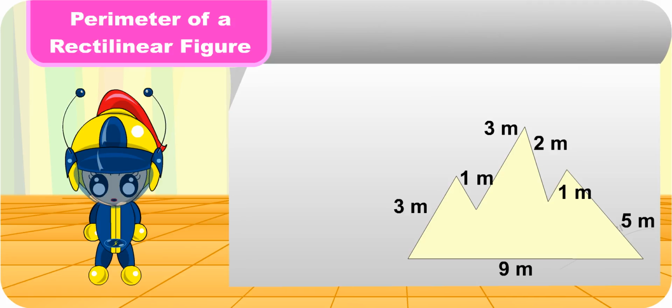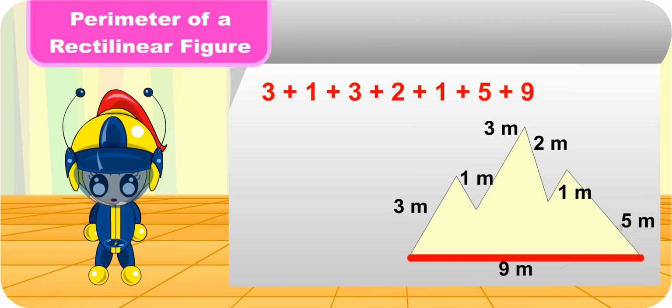Good work, Turbo Girl. Let's try another one. What is the perimeter of this figure? I have to add up all its sides to find its perimeter. 3 plus 1 plus 3 plus 2 plus 1 plus 5 plus 9 equals to 24 meters. The perimeter of the figure is 24 meters. Well done.